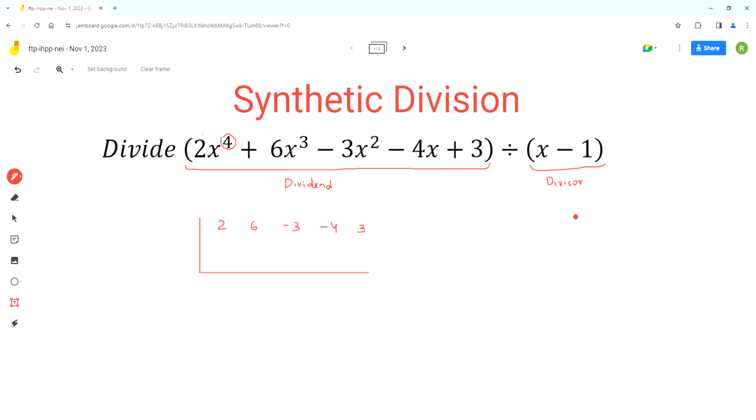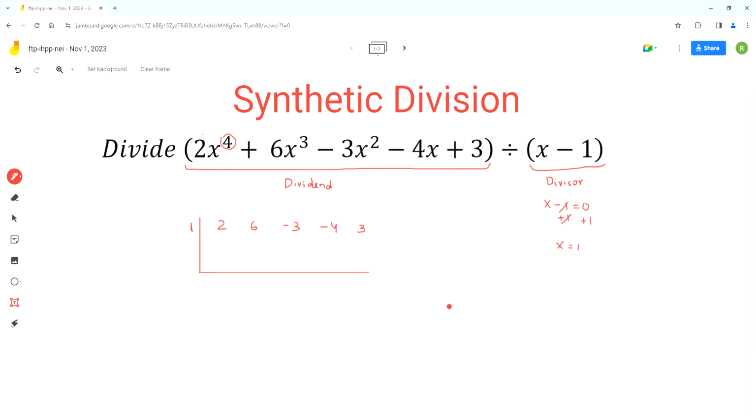Now we also have to use the x value from the divisor, which we write outside at the front. For that, we set the divisor equal to 0 and solve for x. So we add 1 to both sides. The ones on the left side cancel each other out, so we are left with x equals 1. We write this 1 right at the front. So this is the synthetic division setup.